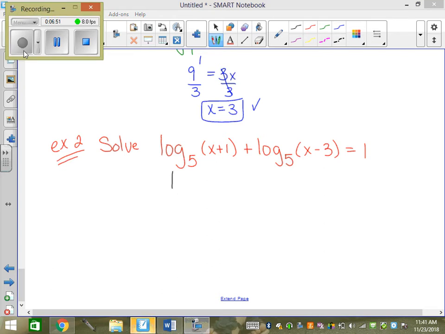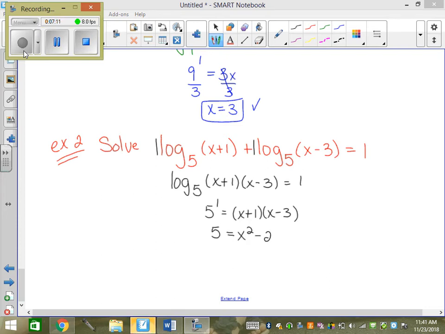All right, so we're going to get log base 5. They both have positive 1s in front, so they get multiplied. x plus 1 times x minus 3 equals 1. 5 to the 1 equals that. Five equals x squared minus 2x minus 3. Then since it's a quadratic, move everything to one side. Always. x squared minus 2x minus 8. But multiplies give me -8 and adds give me -2. x minus 4, x plus 2. And when I solve those out, I get x equals 4 and x equals -2.